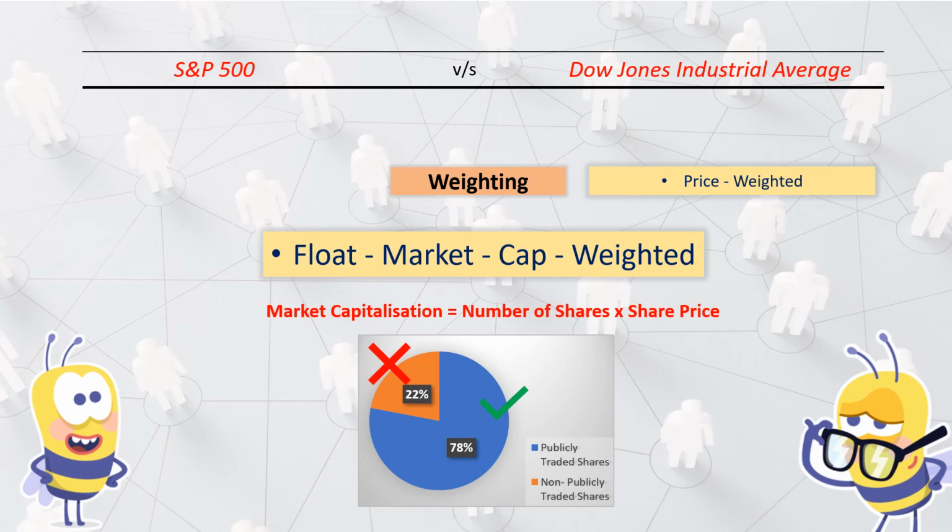Promoters or owners of a company might hold some shares which are not publicly traded. Those kinds of shares will not be considered while defining the weightage of stocks in calculation of the S&P 500 index.